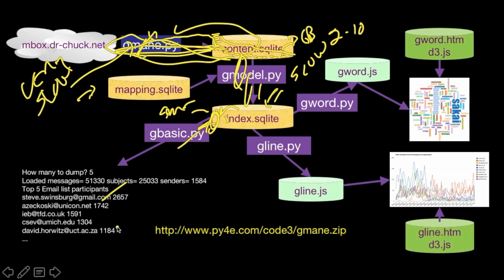Pretty easy to understand program, and you could take a look at it. Gline does some bucketing and makes some histograms to produce a line graph. And then GWord does a different histogram of word frequency, and the word frequency ends up in gword.js. And then we have two HTML files that use the d3.js visualization to produce a line and a word chart.